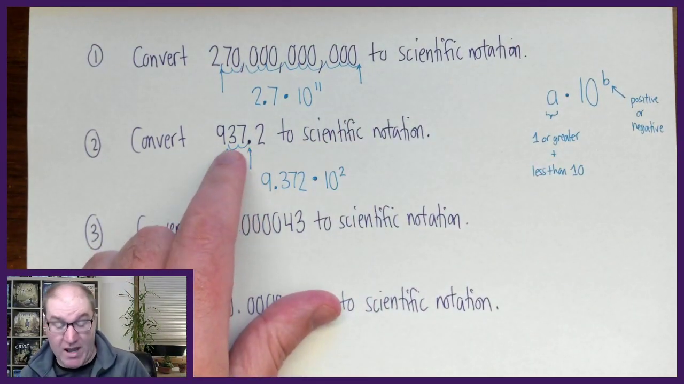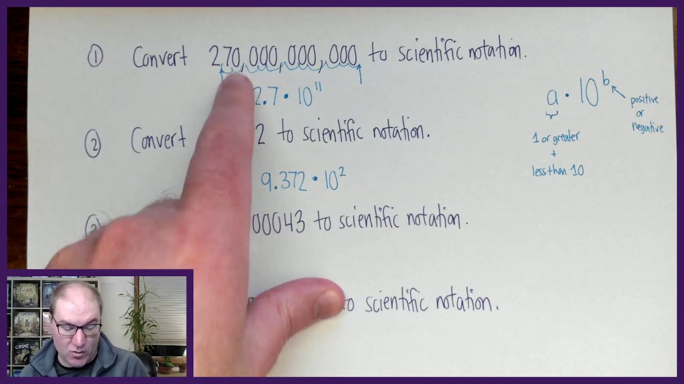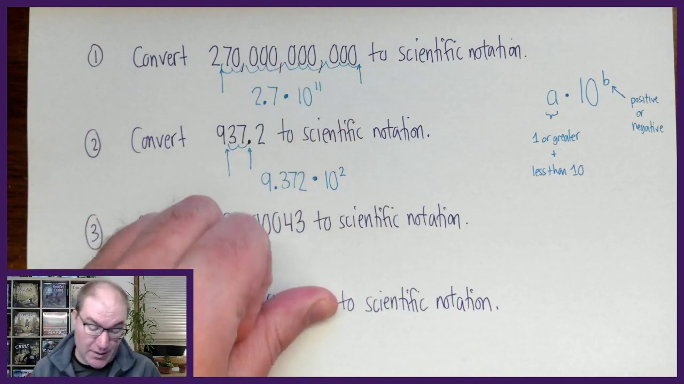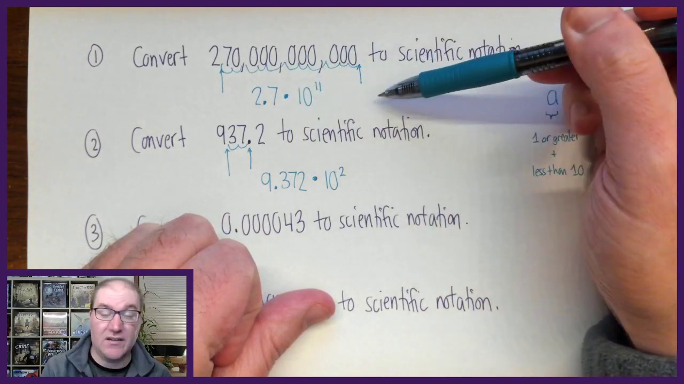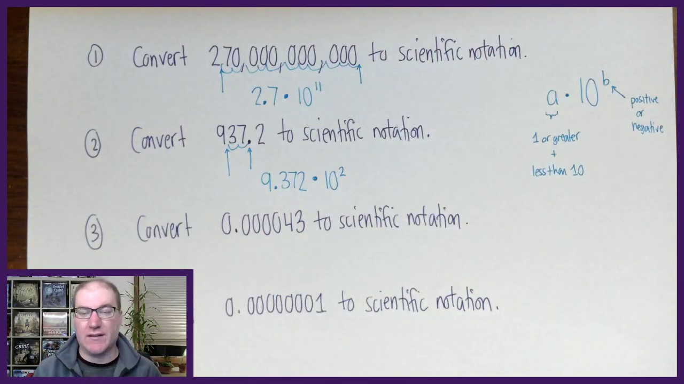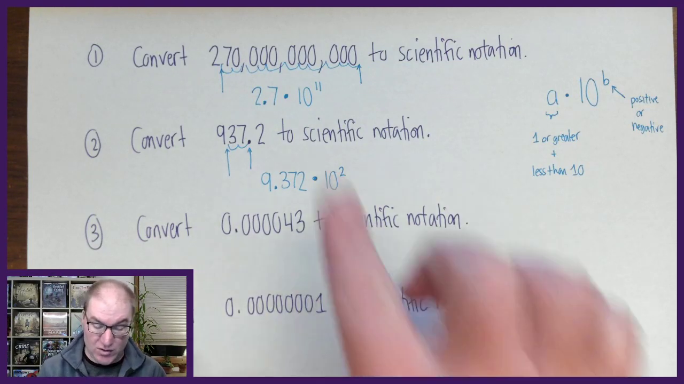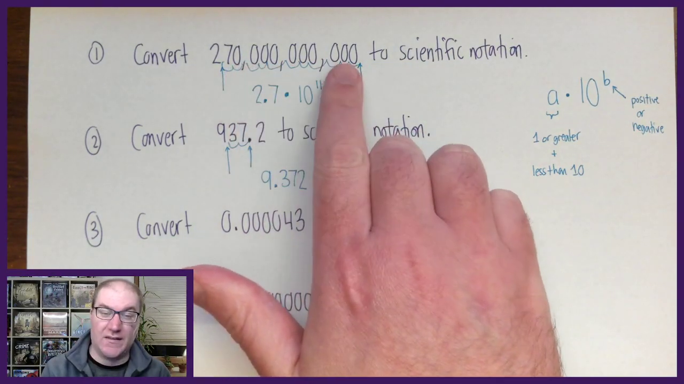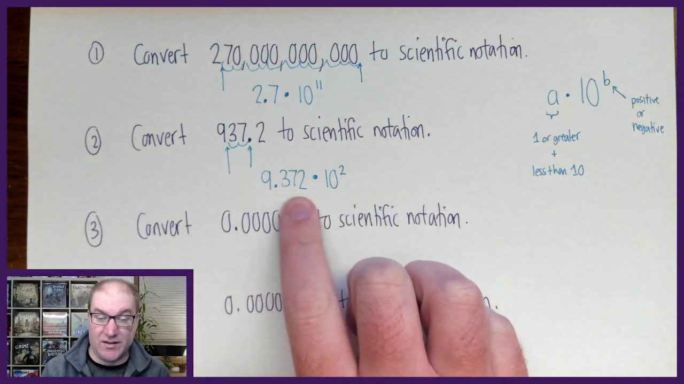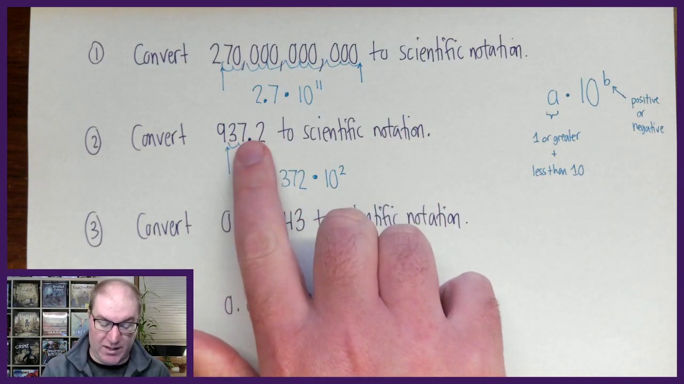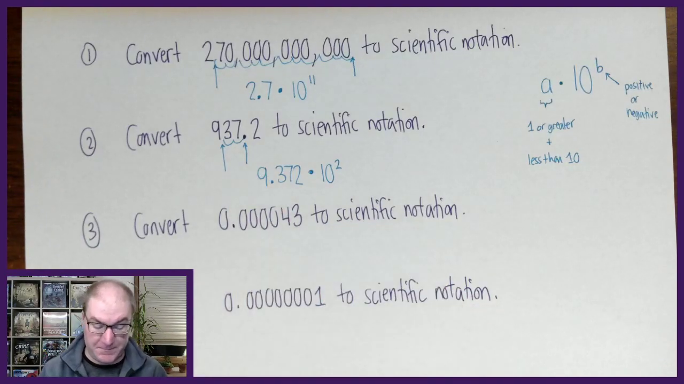Notice I didn't cut off any of these digits. In question number 1, I cut off a lot of digits, right? I cut off all these zeros because they would all be zeros on the end of this decimal. And you don't have to write trailing zeros on a decimal. So you're allowed to cut off any zeros that are trailing at the end in your new number. This number didn't have any zeros, so I didn't cut anything from here, 9.372.